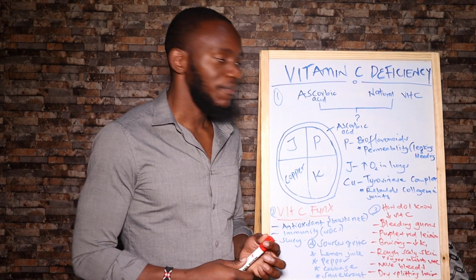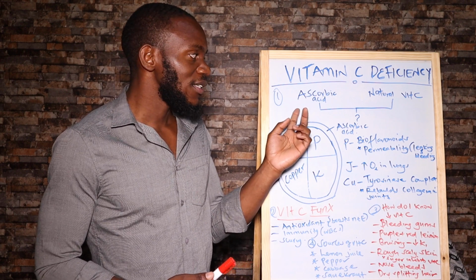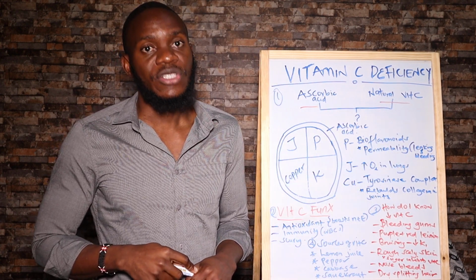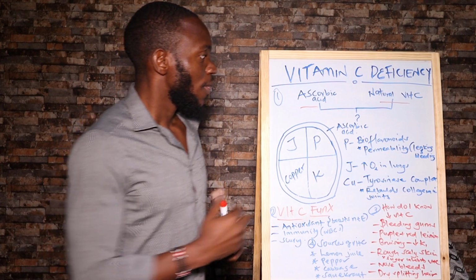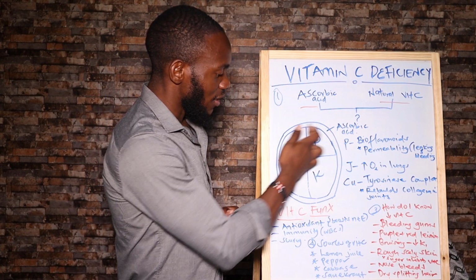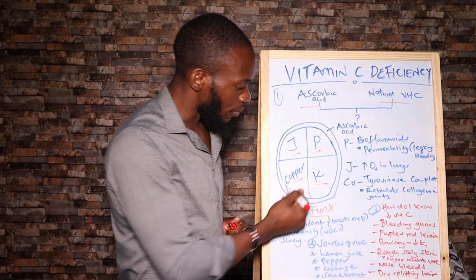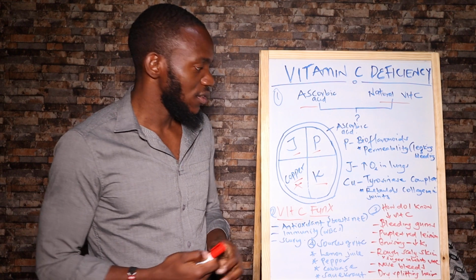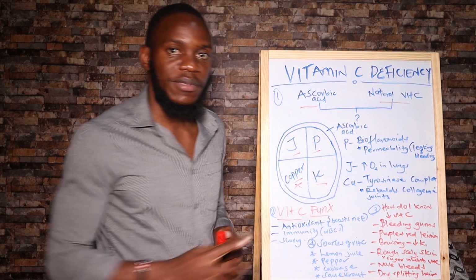So the question that rings in everyone's mind is: is ascorbic acid similar to natural vitamin C? The answer is no. Ascorbic acid is not the same as vitamin C. Why? Because vitamin C exists as a complex in nature, and that complex looks like this. It has vitamin J, it has vitamin P, it has vitamin K, and it has copper. And copper exists as a complex with an enzyme called tyrosinase. So ascorbic acid is just a small covering of vitamin C.